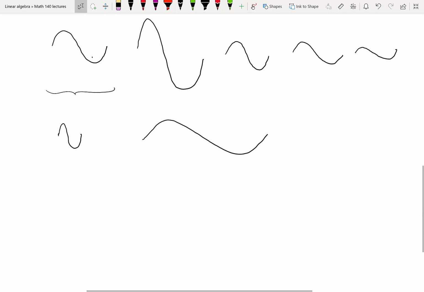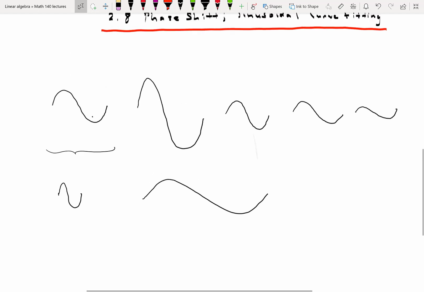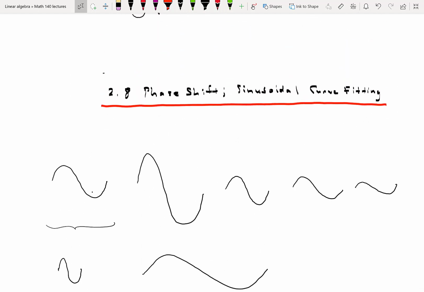Okay, now we need to do one more transformation, and then we can accommodate a lot of graphs that occur in STEM field courses. Besides changing the amplitude and the period, we want to be able to shift the graphs to the right or to the left. If we shift a graph to the right or to the left, what we've introduced is something called a phase shift. Hence in 2.8 we have this thing called phase shift.